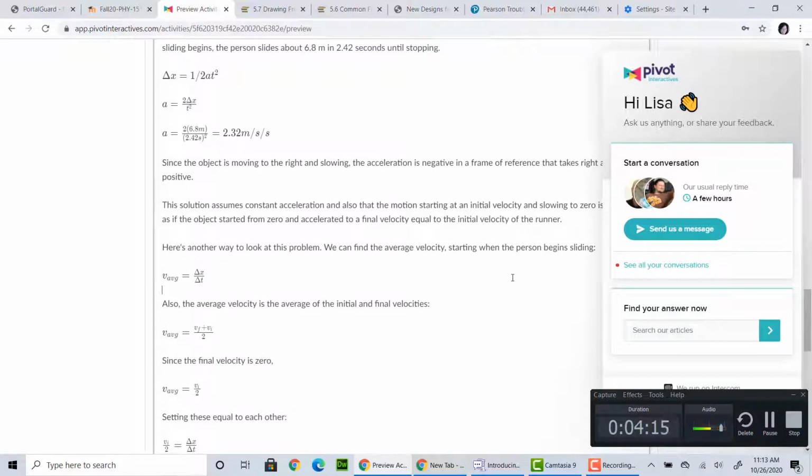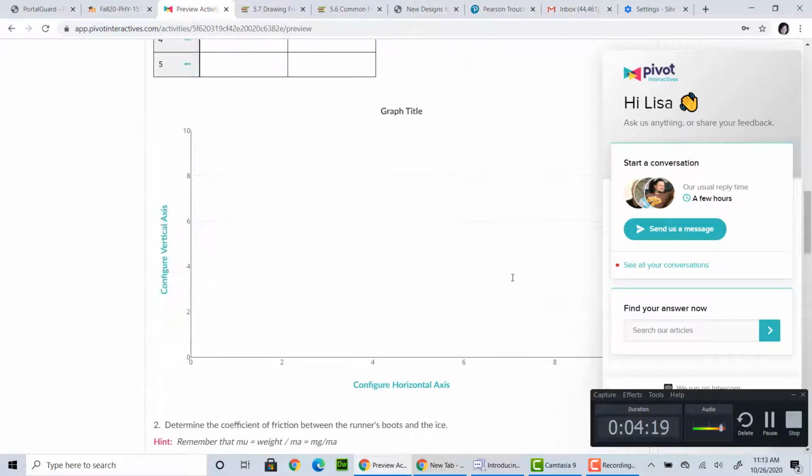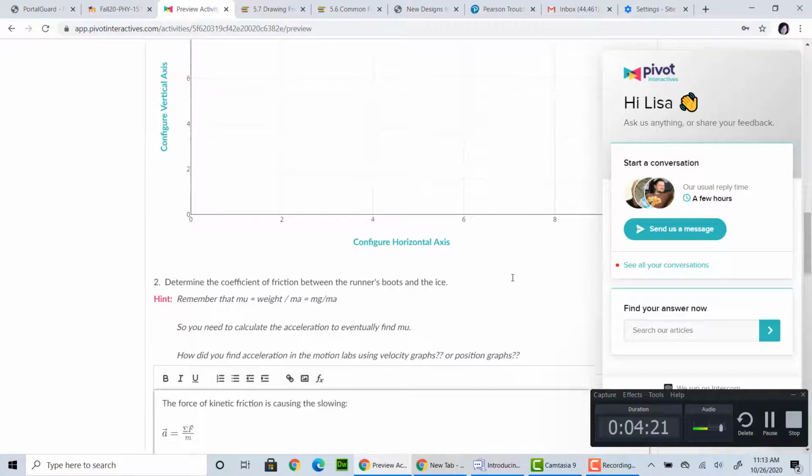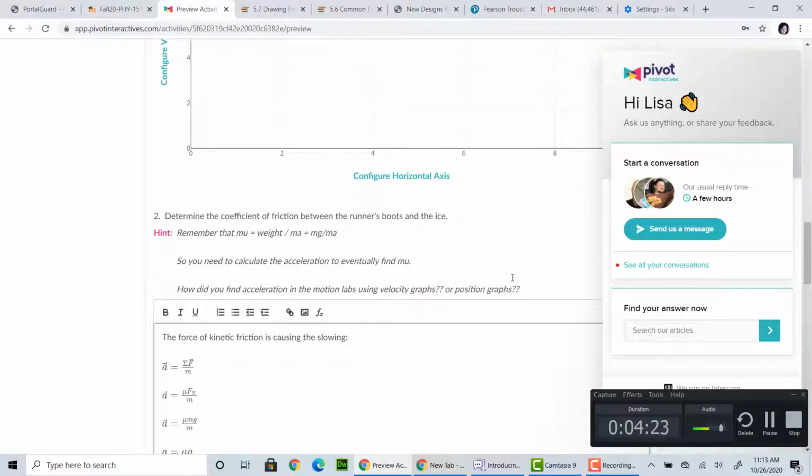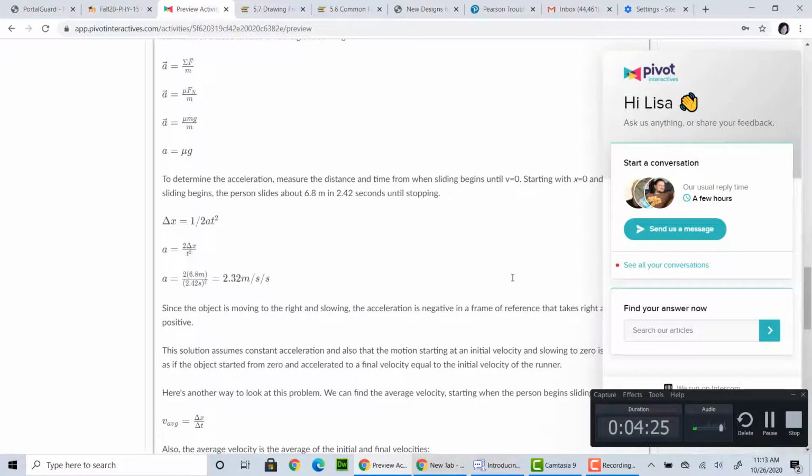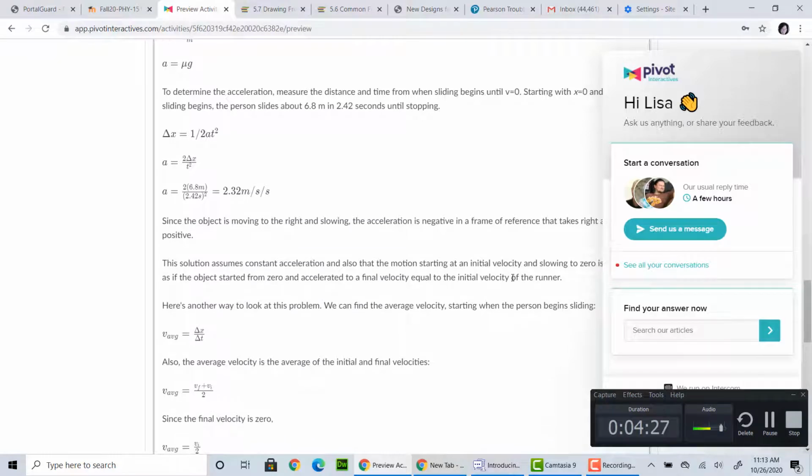Delta x equals 1/2 at squared. It probably would be more realistic to use the graph because you'd be using a real function that models the data. But you can probably get away with using the kinematic formula.